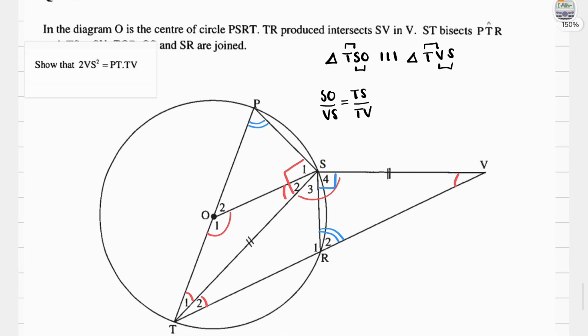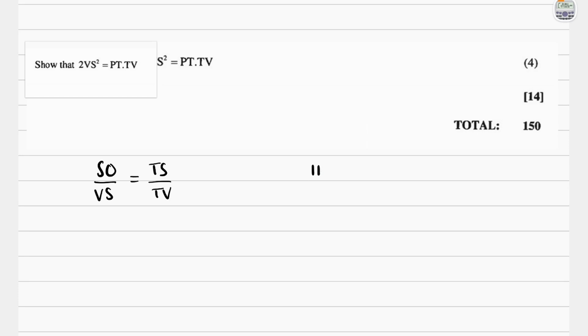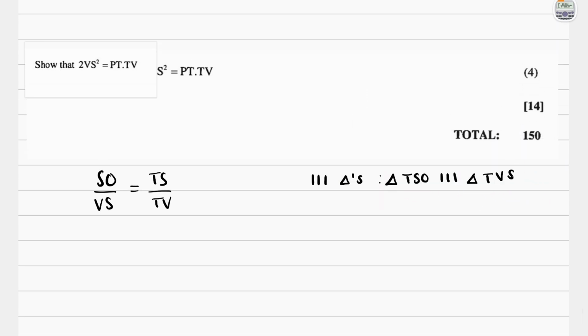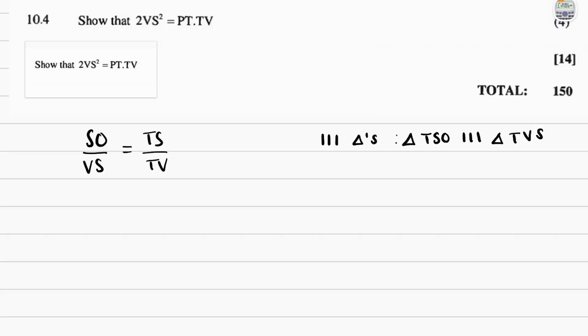So let's put this down and tell them that this is because we had similar triangles in the previous question. The reason for this is because we have similar triangles, and we proved previously that those two triangles were similar. So that's what we have. Now let's cross multiply and see how we can get this to look like that. Notice that TV is on this side. So when you cross multiply, we can rewrite this as SO times TV, like that. And then when we cross multiply, this is saying 2VS, okay, so that's VS multiplied by TS.